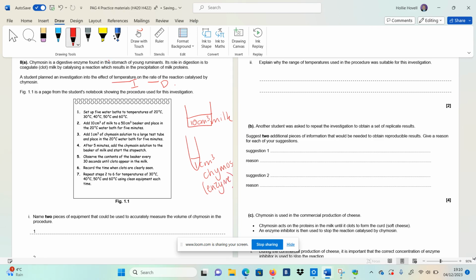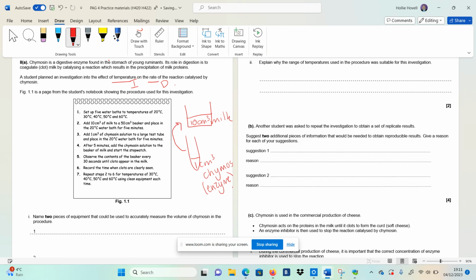After 5 minutes, add this into here. Start the stopwatch, observe it every 30 seconds until clots appear in the milk and record when the top clots are clearly seen. Repeat it for these temperatures using clean equipment each time.